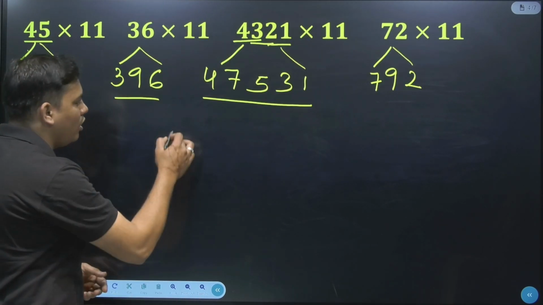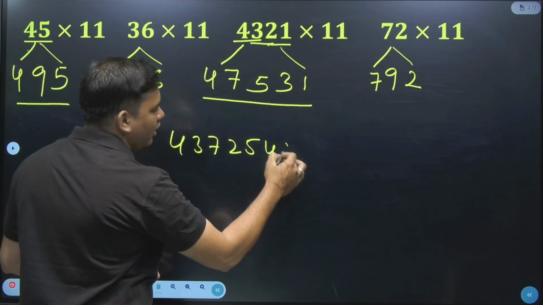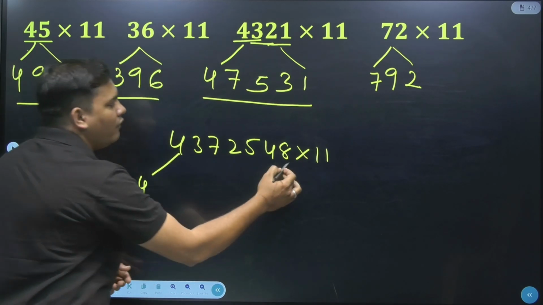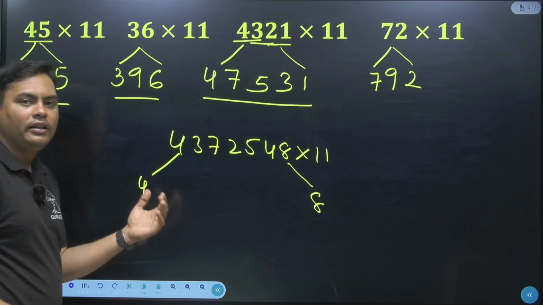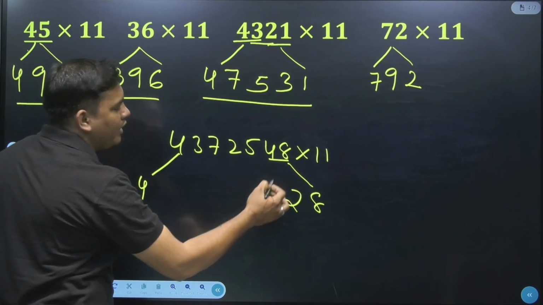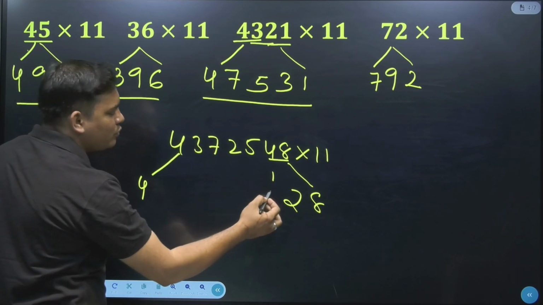If I ask you 4, 3, 7, 2, 5, 4, 8 into 11, what will I do? I will be writing 4 here. I will be writing 8 here. I will be adding the consecutive numbers. What is 8 plus 4? It is 12. 1 carry. 5 plus 4 will be 9. 9 plus 1 will be 10.